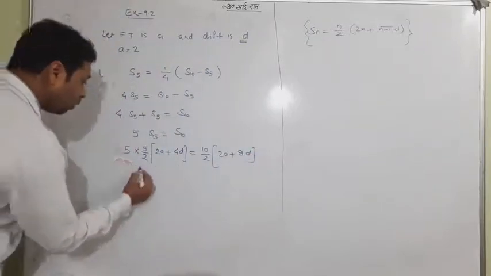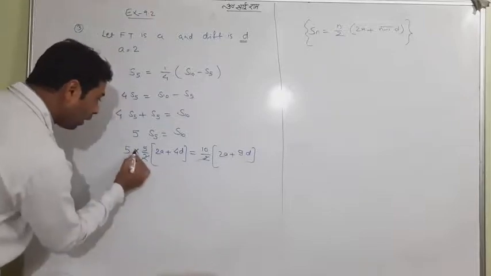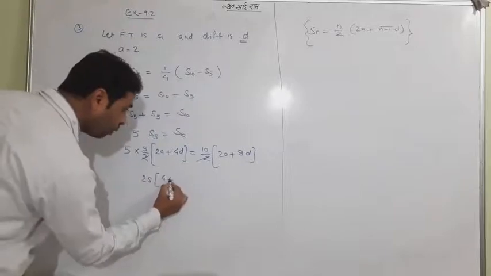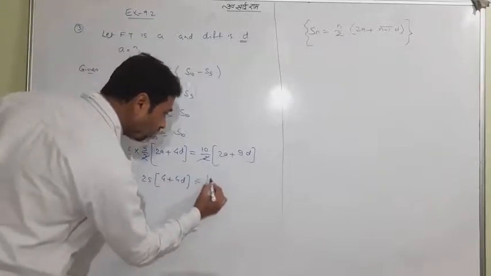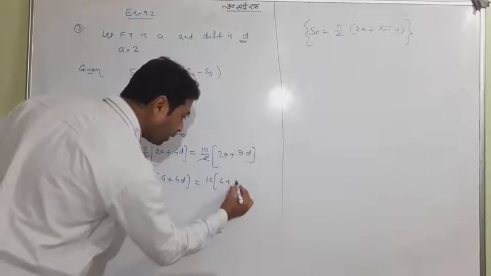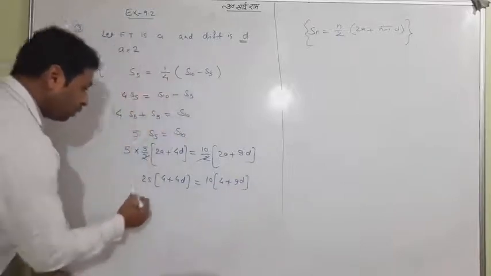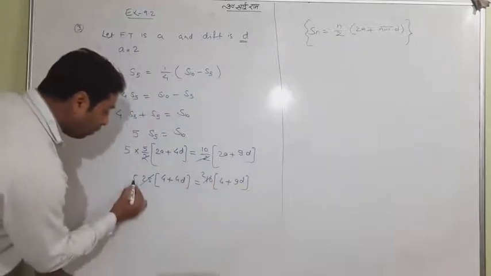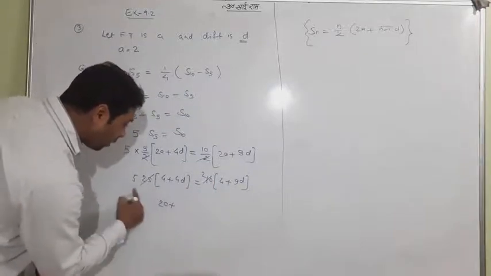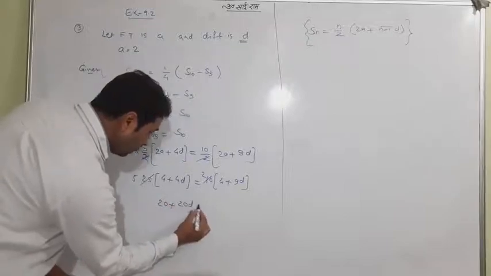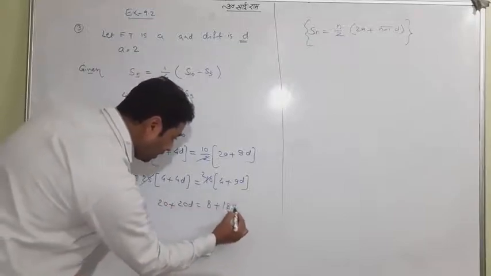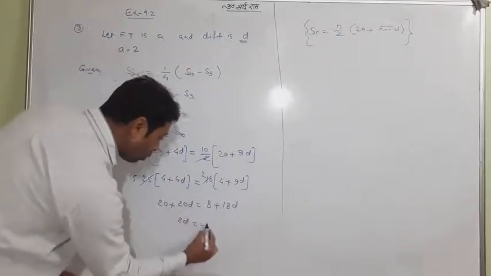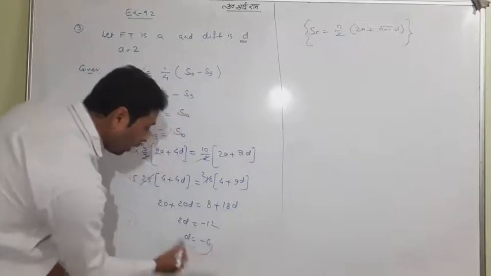Now go with this. 5 5s are 25, and the 2 will cancel. 2a is 2 into 2, that is 4, plus 4d is equal to 10 by 2, 2 into 2, that is 4, plus 9d. Now 5 5s are 25, 5 2s are 10. I cancel by 5 and multiply 5 in the bracket. 5 4s are 20, so 20d is equal to 2 4s are 8, 2 9s are 18d. 20d minus 18d, 2d is equal to 8 minus 20, which is minus 12. So d is equal to minus 6.